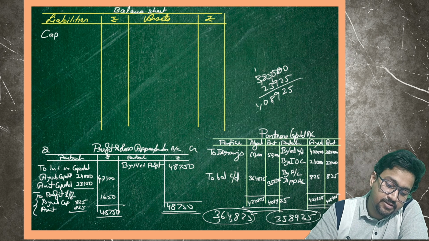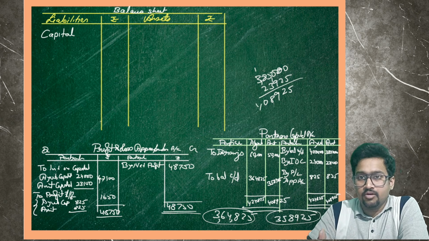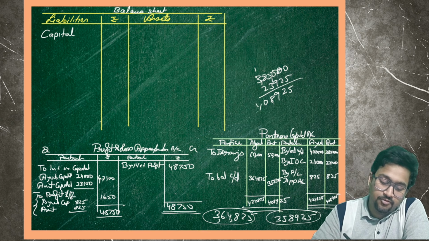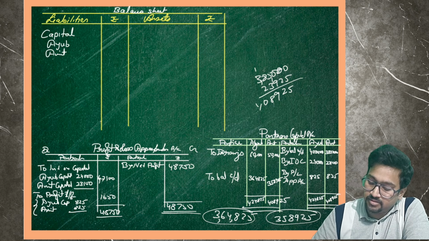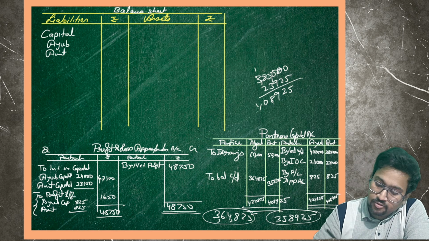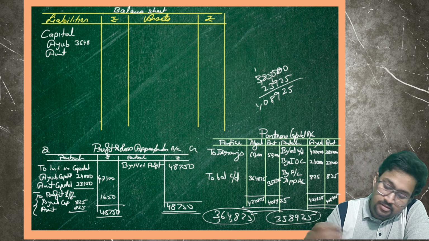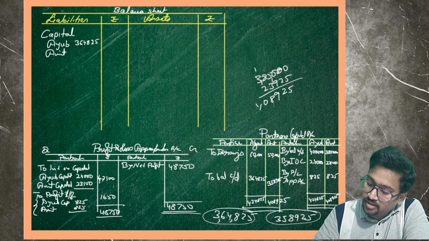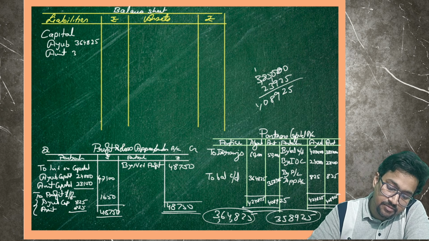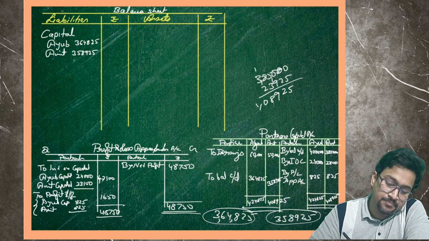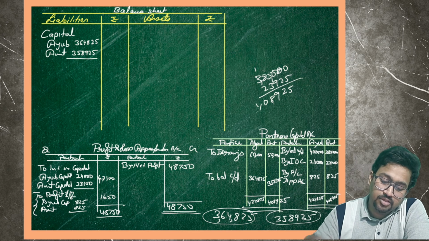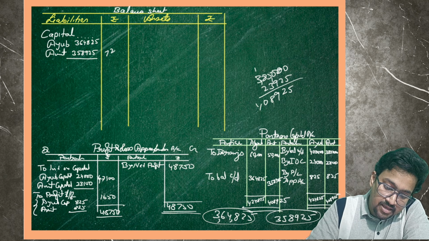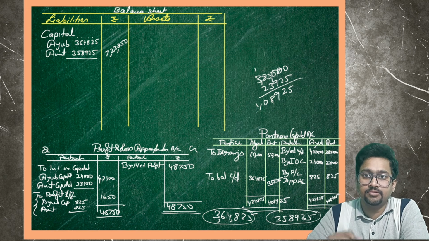So first we will write here capital. Now you don't need to worry about anything. So capital for Ayub and Amit. You know the balance as well. So it's Ayub 3,64,825 and Amit is 3,58,925. Since we have calculated that, we'll write it in the inner column and its total will be 7,23,750. So this is the total capital of the firm.